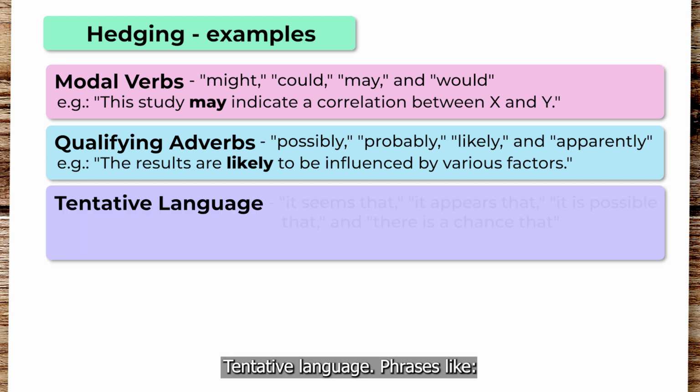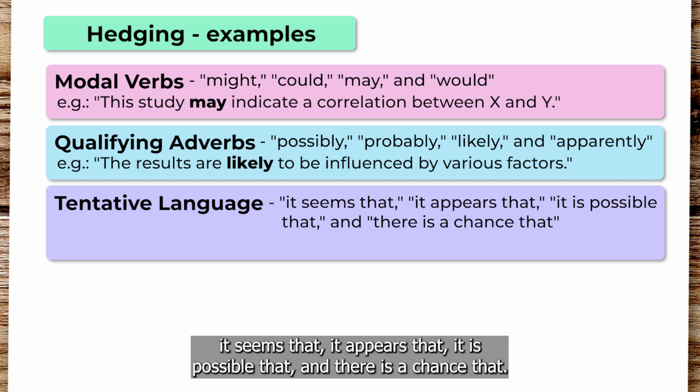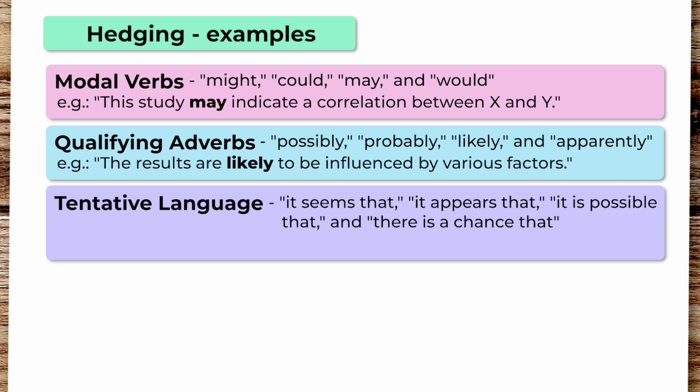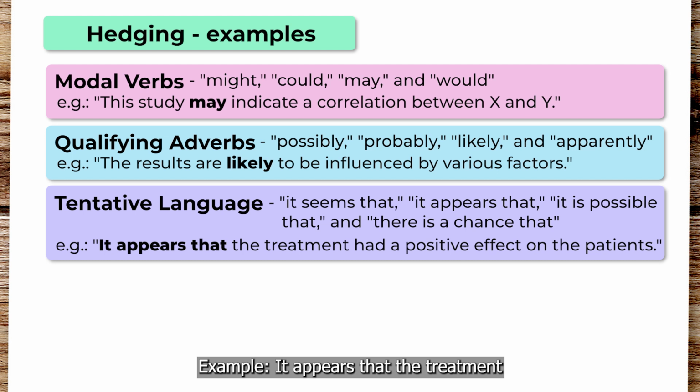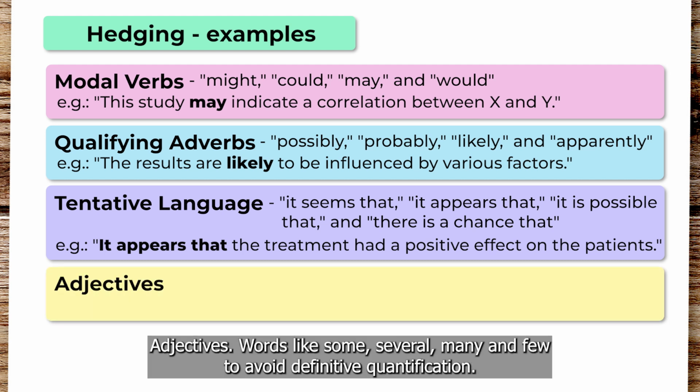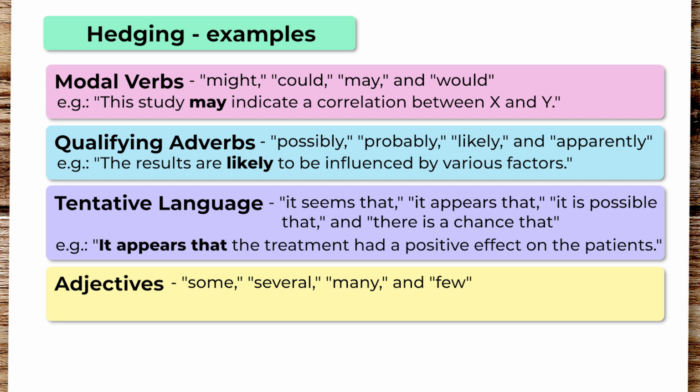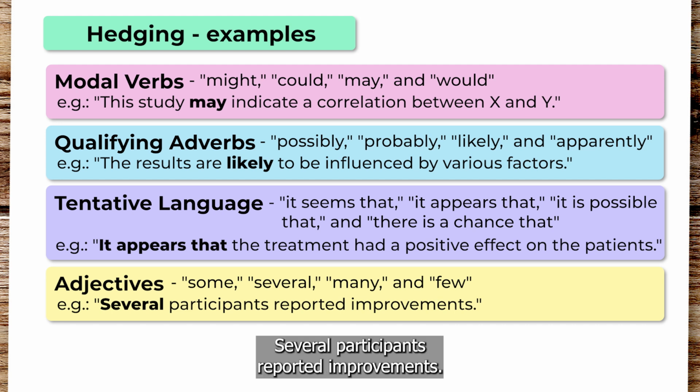Tentative language, phrases like it seems that, it appears that, it is possible that, and there is a chance that. Example, it appears that the treatment had a positive effect on the patients. Adjectives, words like some, several, many, and few to avoid definitive quantification. Example, several participants reported improvements.